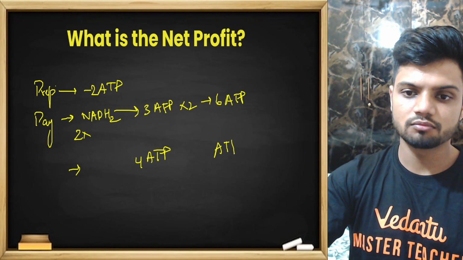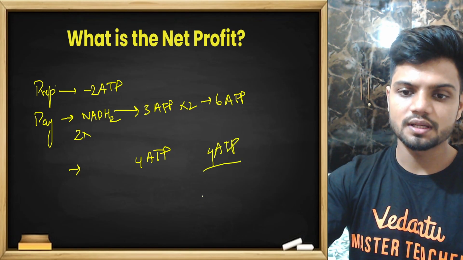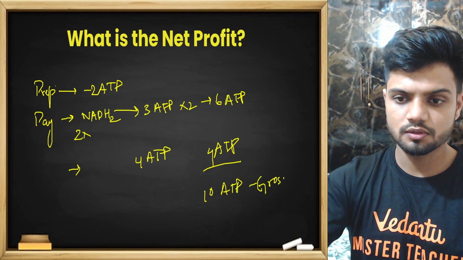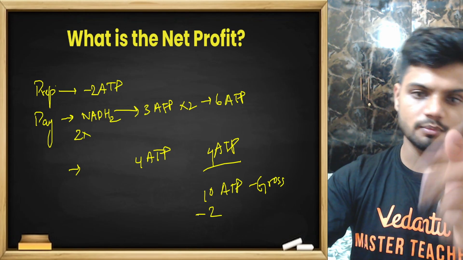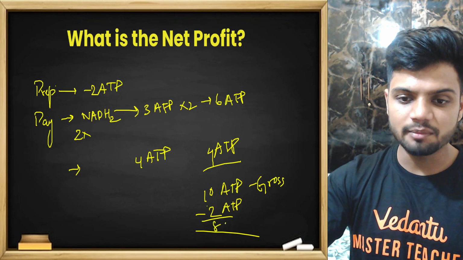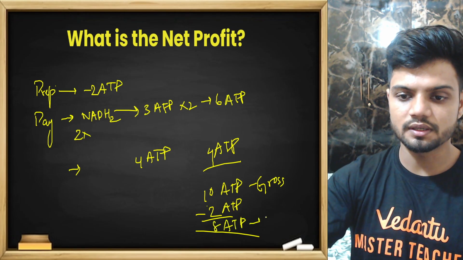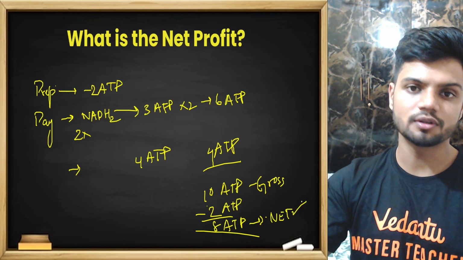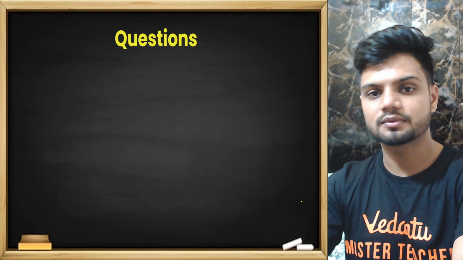4 ATP right here. 4 plus 6 is 10 ATP. This is gross. Minus 2 ATP from the top. So we end up getting how many ATP? Net ATP is 8 ATP. This is the net. Net ATP is 8 ATP in the case of your glycolysis.